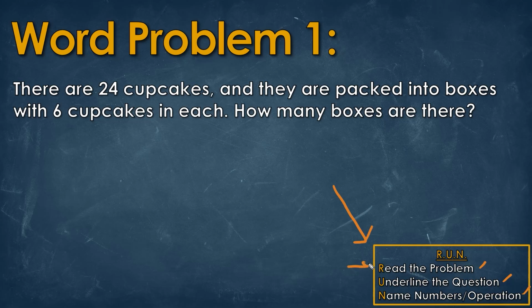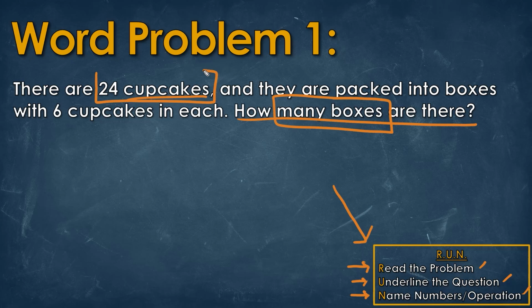So if we read that problem first, it says that there are 24 cupcakes, and they are packed into boxes with 6 cupcakes in each. How many boxes are there? Now, if we underline that question, it says how many boxes are there? So we're going to be looking for the number of boxes there are, which is going to be regarding the cupcakes. Now we're going to name those numbers and figure out what type of operation we're going to be doing.